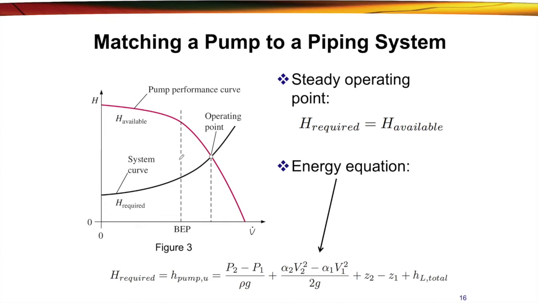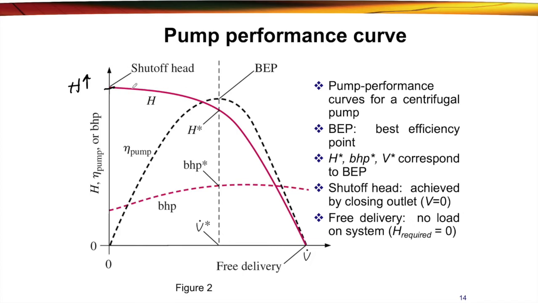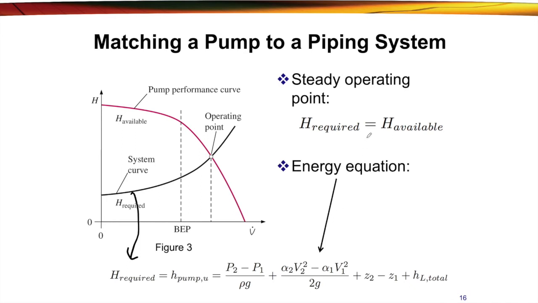For matching a pump to a piping system, you have to remember that we have a system curve. This system curve is developed by this equation, H required, and the pump performance curve is from this graph, from shut-off to free delivery. In order to find the steady operating point, H required must be equal to H available, where these two curves intersect each other. They intersect at this point. This is the operating point for a pump.